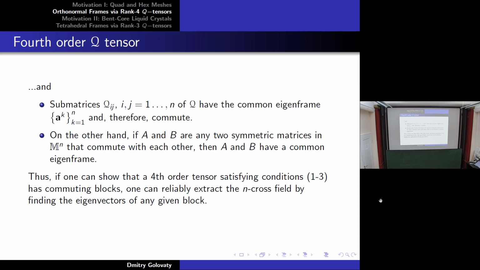And conversely, if one has a fourth-order tensor which is symmetric, satisfies the trace conditions, and satisfies a nonlinear constraint, if you can show that in this case the blocks are going to commute, then you get a recovery procedure. So if you have this fourth-order Q tensor, you should be able to recover an orthonormal frame from it. This, by the way, is not really obvious at all. The fact that the blocks commute eventually is going to be a consequence of the nonlinear constraint that Q squared is equal to Q.